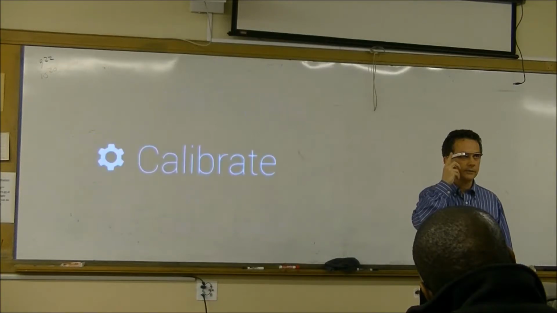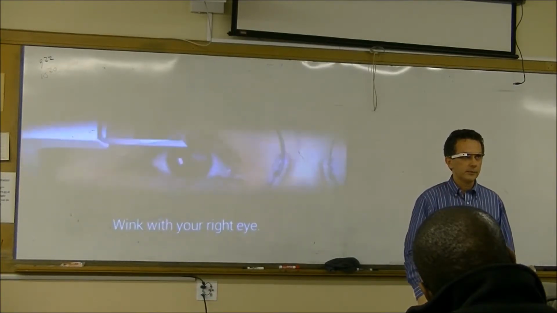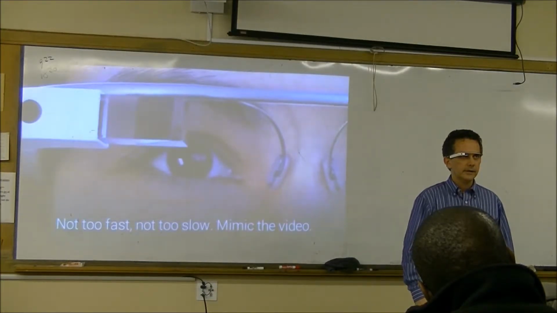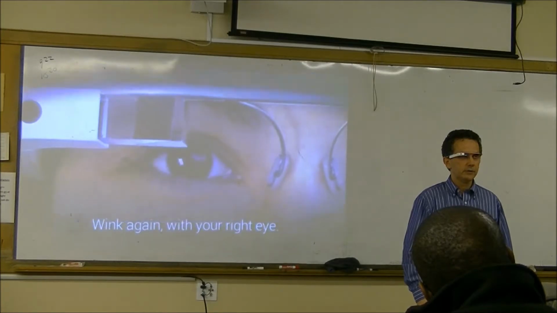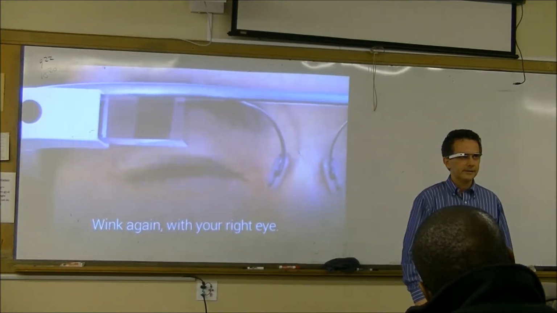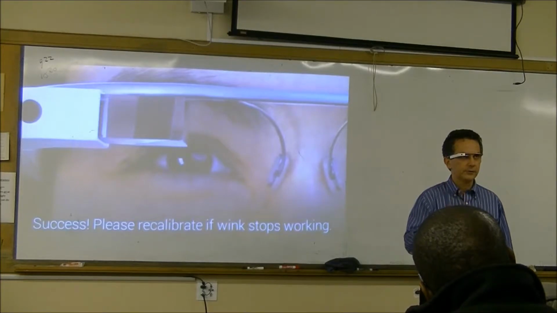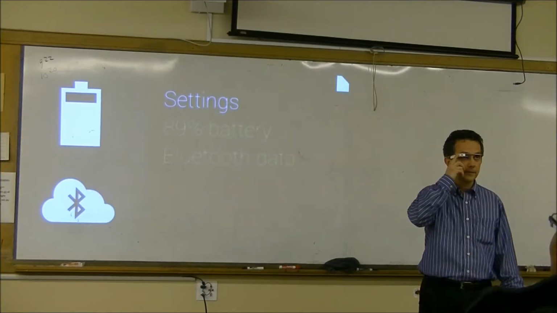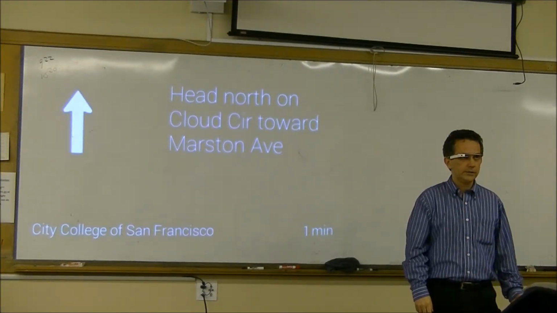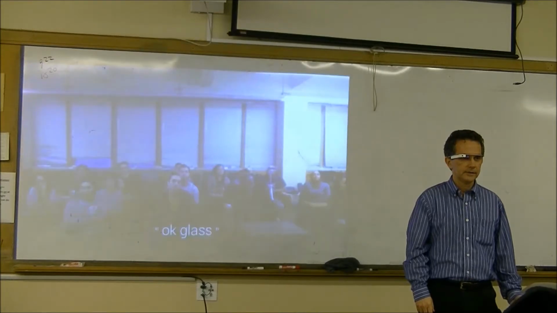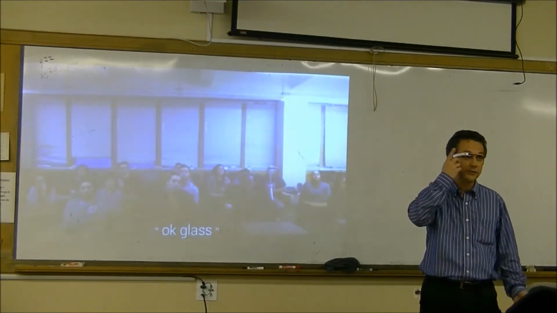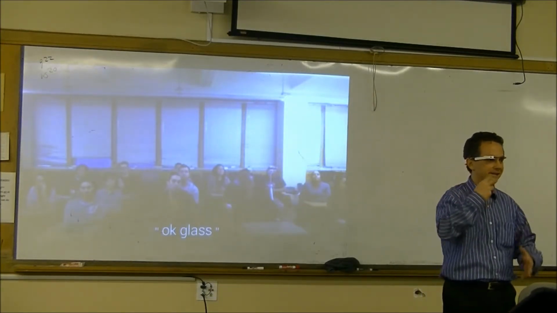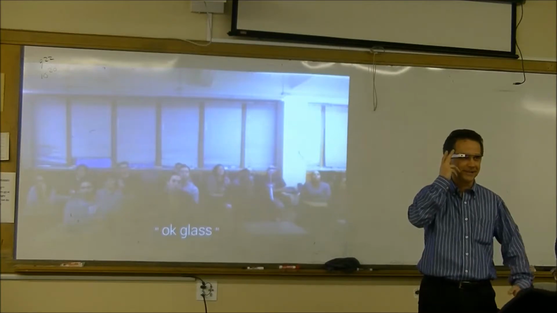If I do this calibrate, it will bring me a movie saying how I need to do it. For some reason I can't wink with just one eye. Yeah, success. So now it's calibrated. At any time I do this, it will take a picture. So this is a cool feature. It's experimental because the sensor, sometimes you're just blinking and it takes a picture. It's not exact.